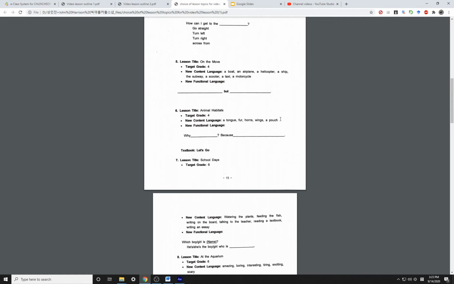Why does a kangaroo have a pouch? Why does a bear have fur? Things like that. So why does a bear have fur? Because it stays warm in the wintertime. Why does a kangaroo have a pouch? Because it needs to take care of its baby. Those are, I think, all options.